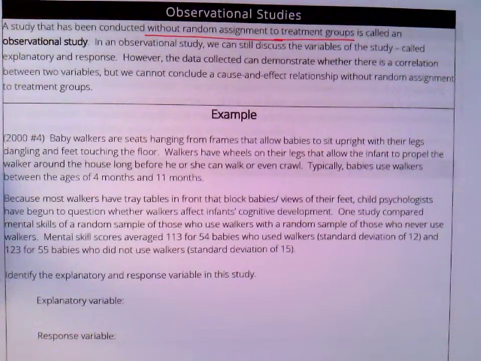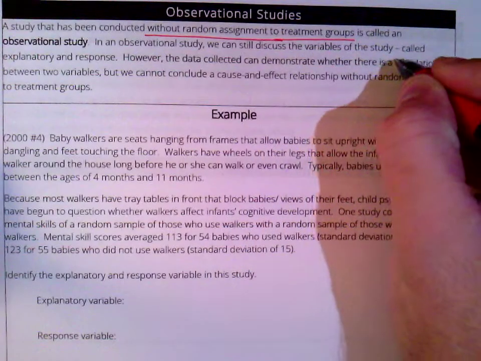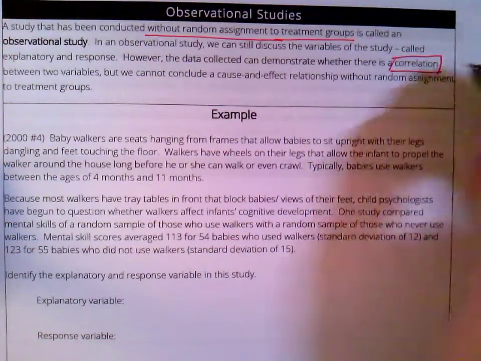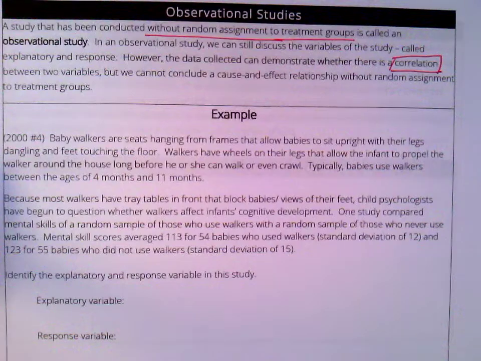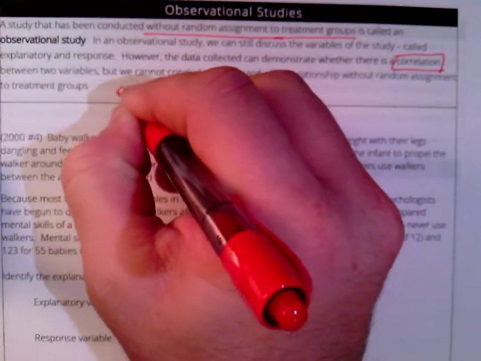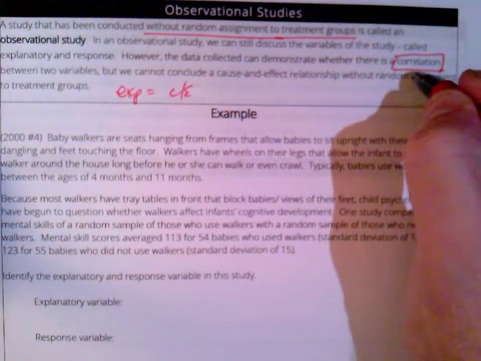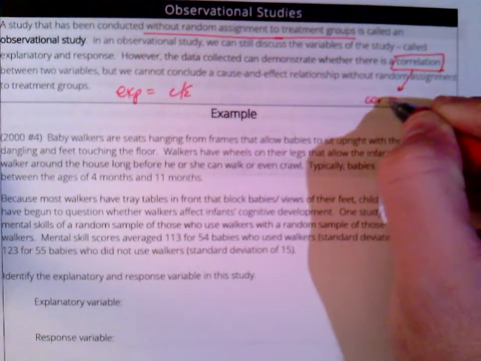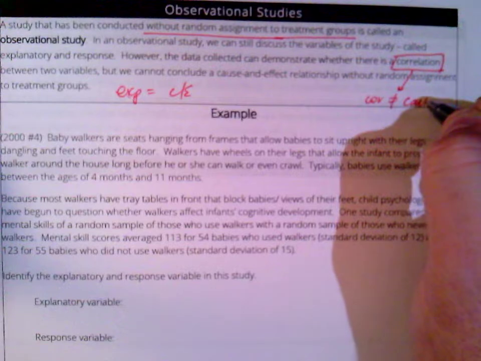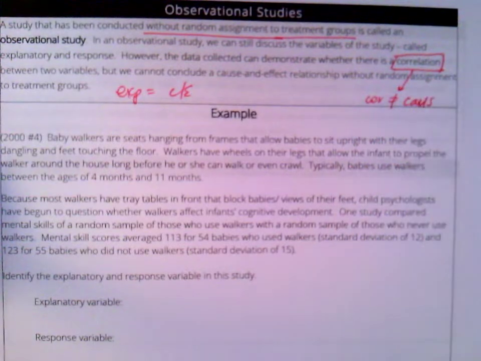The key difference between an observational study and an experiment is that in an observational study, we can only determine correlation. In an experiment, we can determine cause and effect. But keep in mind, correlation does not equal causation. It's not the same thing. Just because two variables are related to one another does not mean that one is causing the other.